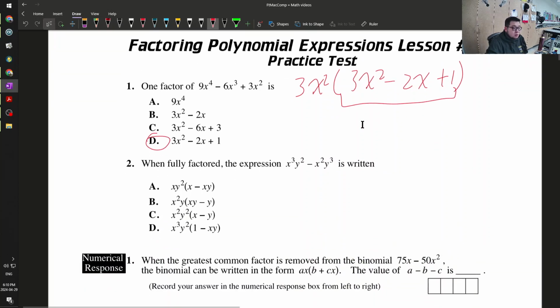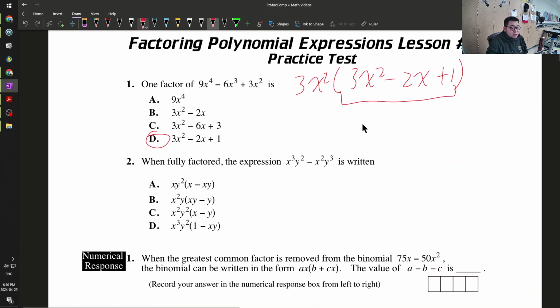D. When fully factored, the expression is written this way. So we here have 3x and here have 2x. How many x do we have in common? x squared, 2 x's. y squared and y cubed, how many y's are in common? 2 y's. What is left? We are left with 1x. Here we have a subtraction sign and we are left with 1y. So the final answer is going to be C.